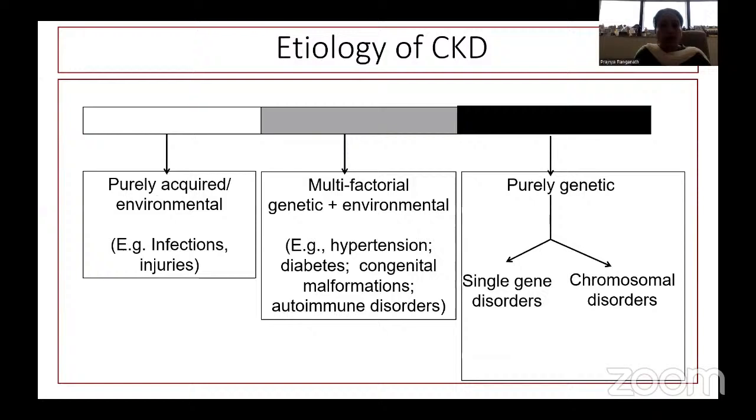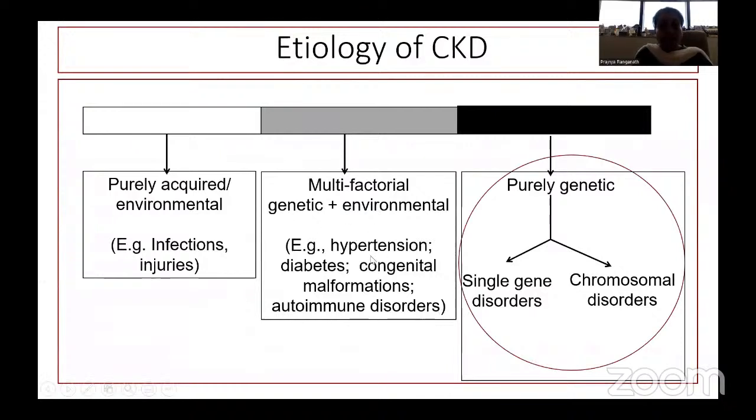So if you look at the etiology of chronic kidney diseases, it actually is a spectrum. Some of them may be purely acquired conditions, for example, post-recurrent infections. Some of them may be purely genetic, and those are the ones that we are looking at in this particular talk, where they could be caused by specific mutations in individual genes or by chromosomal copy number variations. And then we have a gray area in between of the multifactorial conditions.